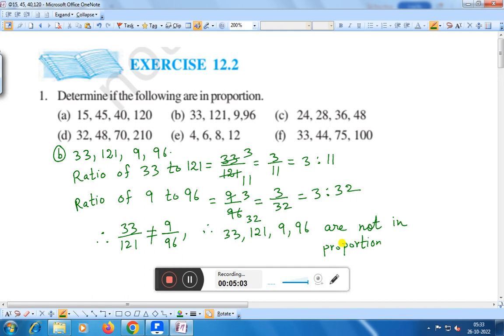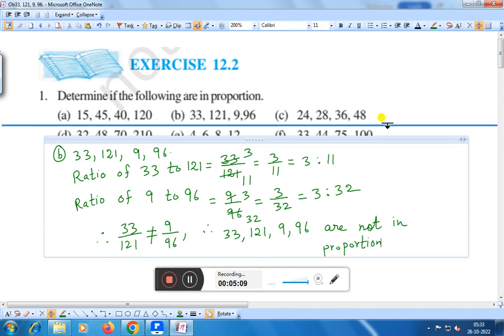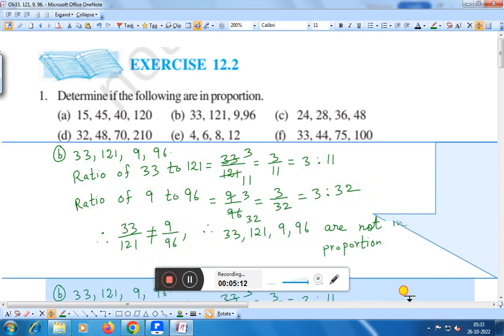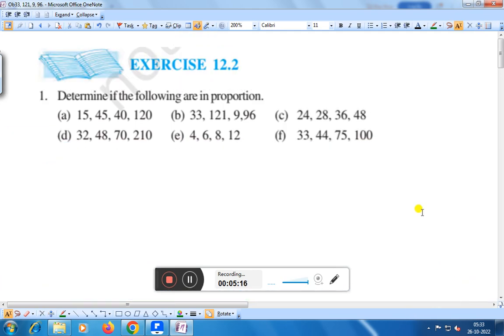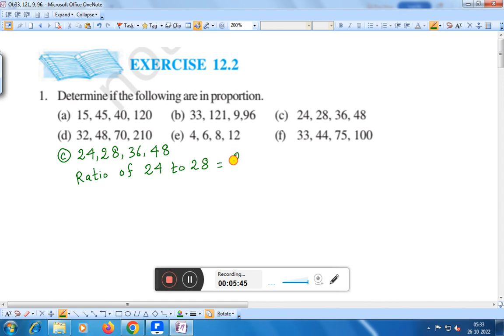Now we shall see question number C. Question number C is 24, 28, 36, 48. Ratio of 24 to 28 is equal to 24 by 28.